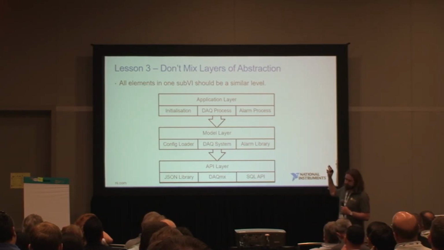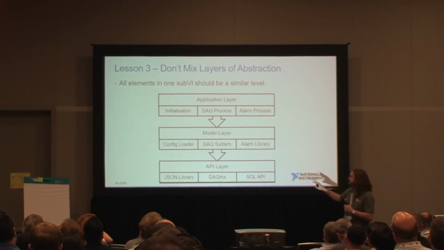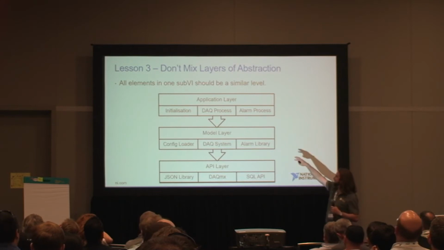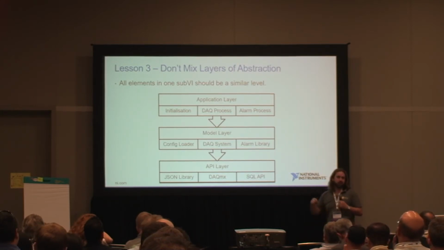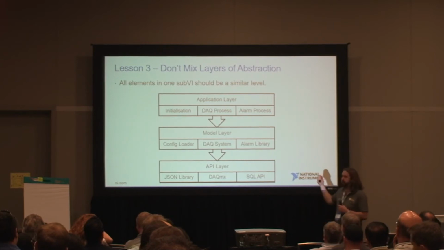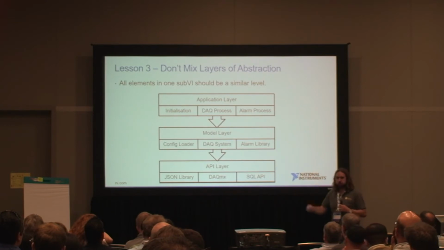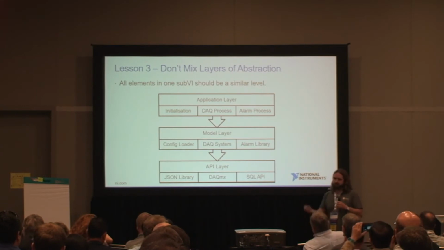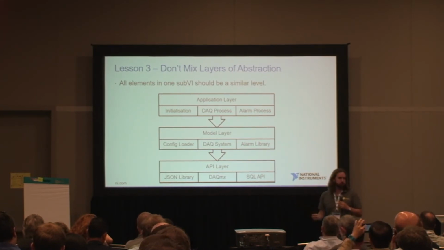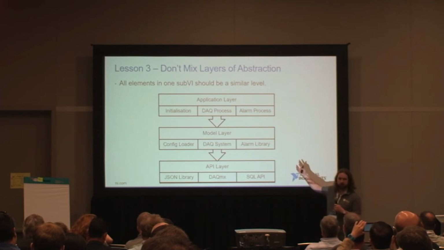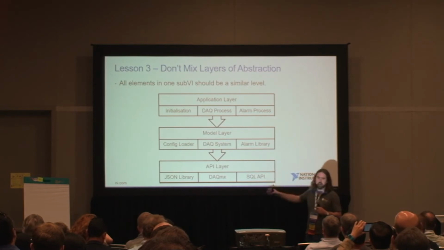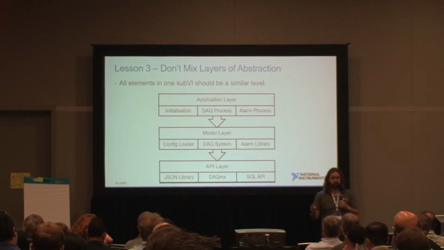You can vaguely, and I don't say you should do this rigidly, I tried doing this rigidly and it's a pain, but for the concept, you can kind of say there's an application layer, and this is normally where your architecture is. You say you have a DAC process, you have an alarm process, you have a model layer in the middle, or you could call it a business layer or a business logic layer. This tends to be still somewhat abstract, but now it's doing a bit more work, like an alarm library or a particular DAC system. And then underneath you have your APIs, how you're interacting in and out of the application.